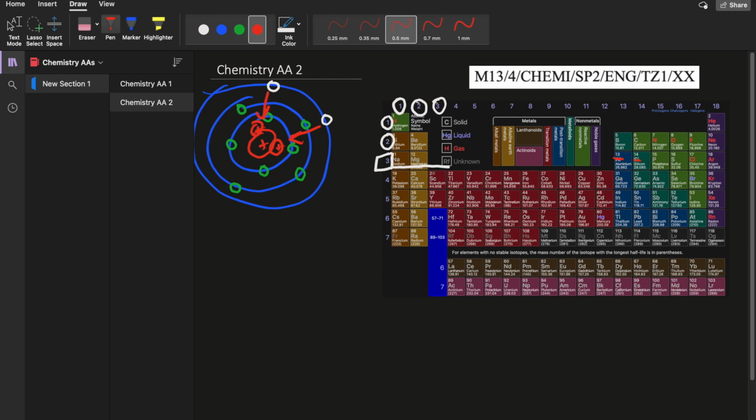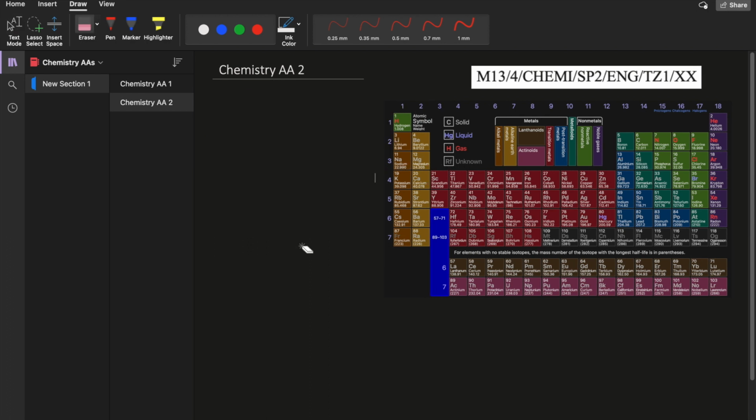So as a result of this, we can say that due to the nuclear charge, the attraction between the protons and the valence electrons increases, and that would shrink the atomic radius.